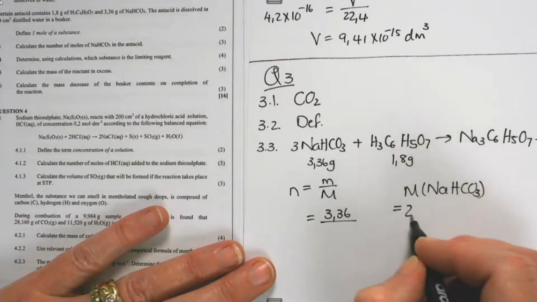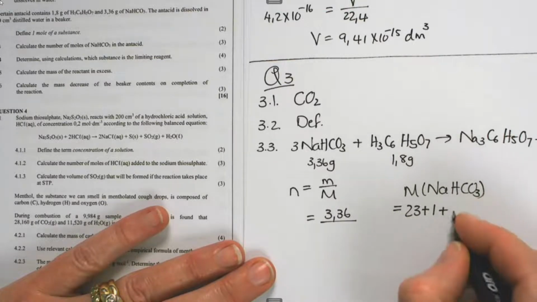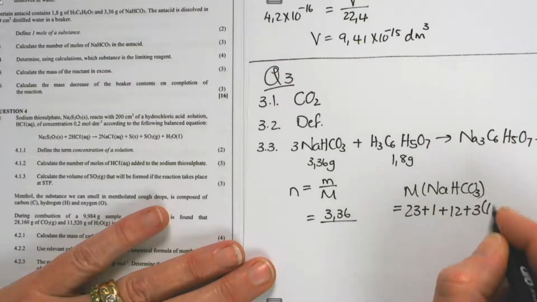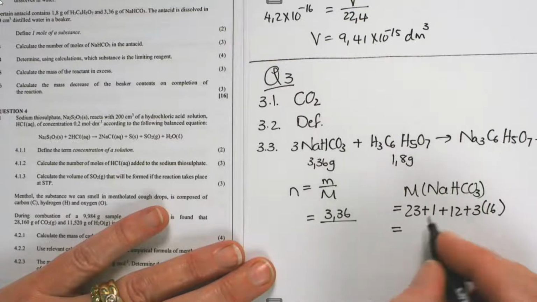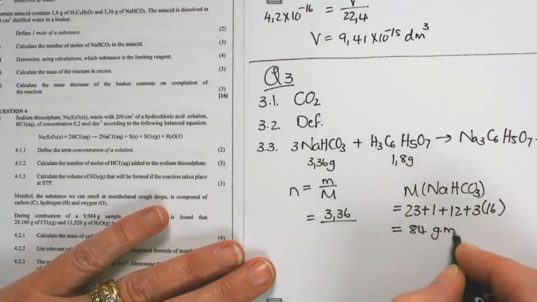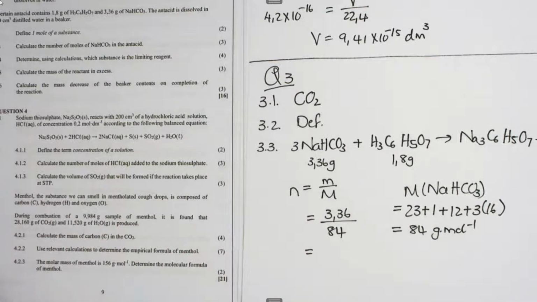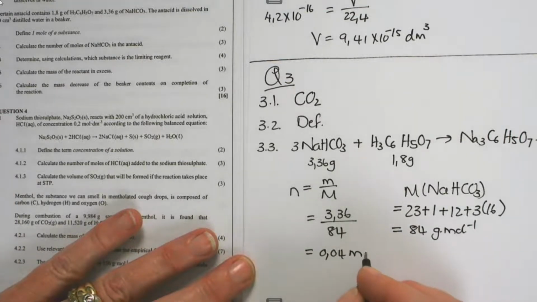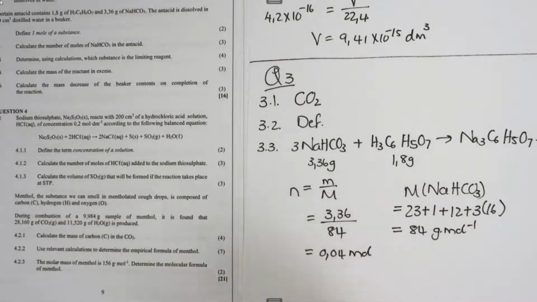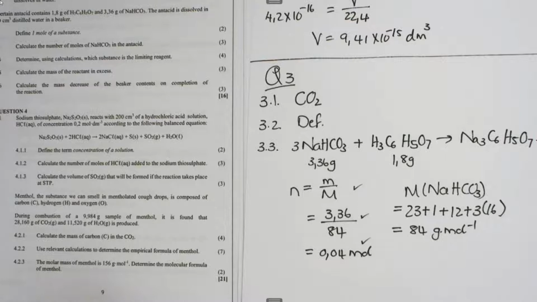Okay, Na is 23, plus H is 1, plus C, it's 12, plus oxygen is 3 times 16. So I read the values from my periodic table, and I get 84 grams per mole. Okay, and I say 3.36 divided by 84, and I get 0,04 mole. Okay, that was for 3 marks. So if it's 3 marks, it is your formula, substitution, answer, and that is your 3 marks.